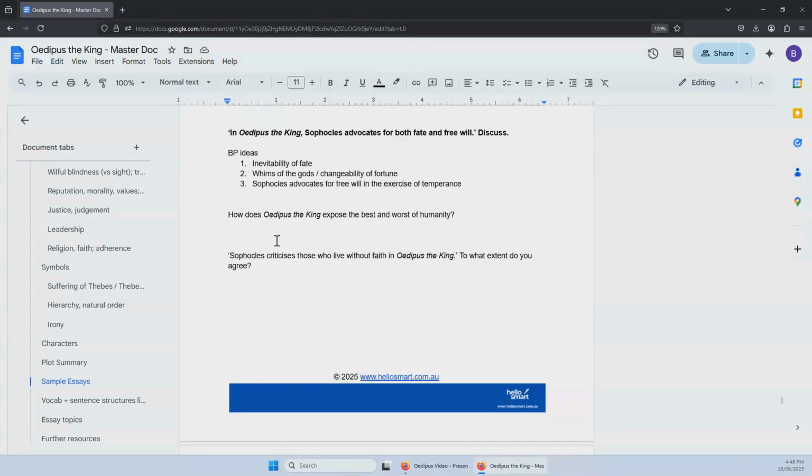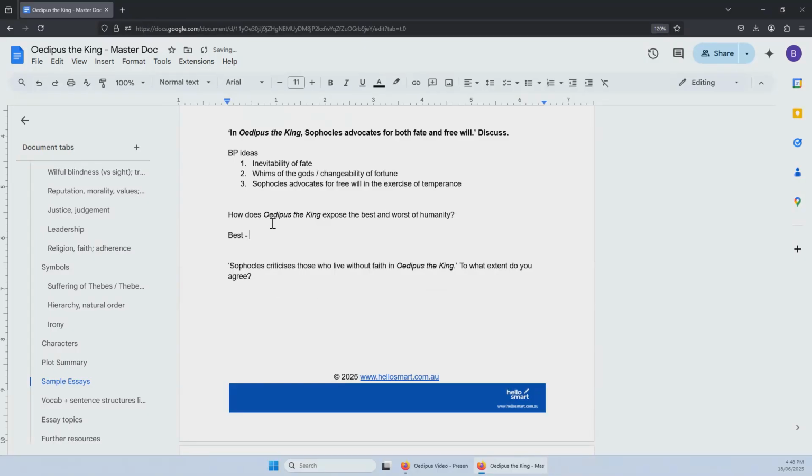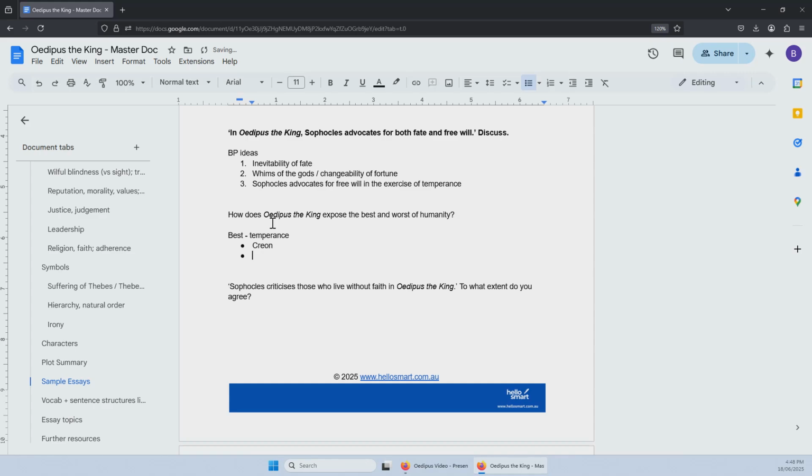So we could do, for example, sometimes we see the best of humanity would probably be in temperance. So we're thinking of characters like Creon and Tiresias, who offer a very balanced approach to problems and who are very calm in the way that they deal with crisis, or at least very accepting of it in Tiresias' sense, despite all his complaints, possibly. So these are probably our best characters.